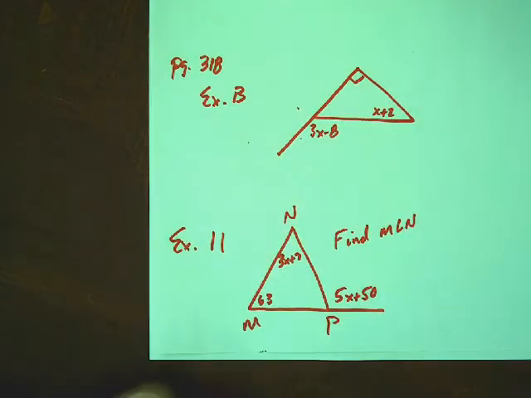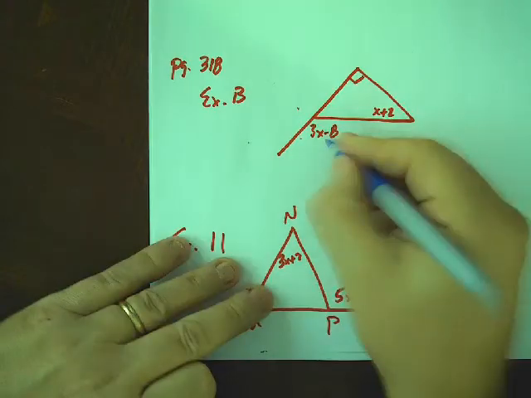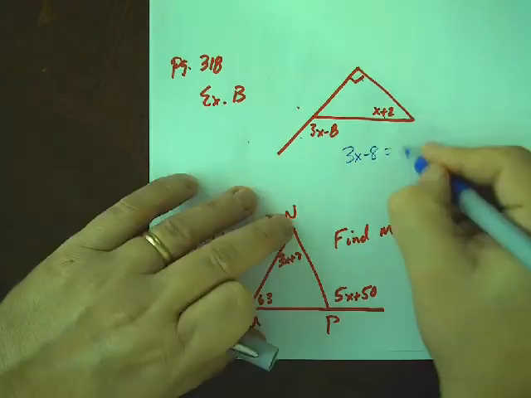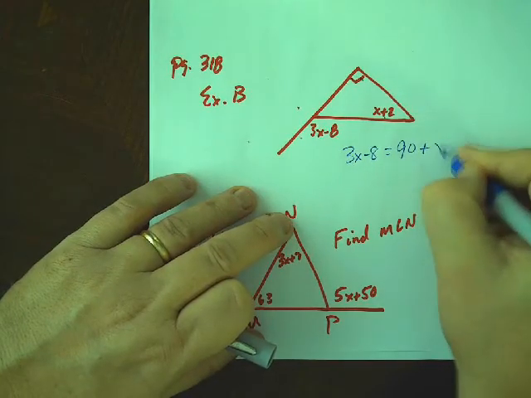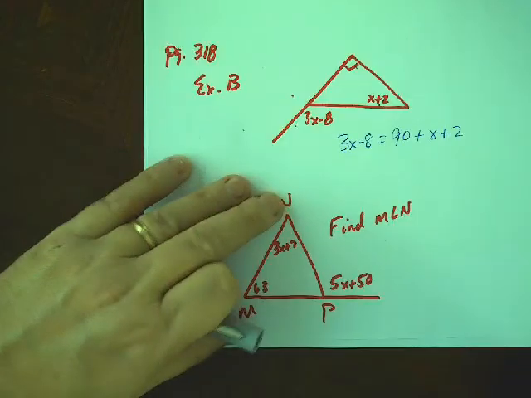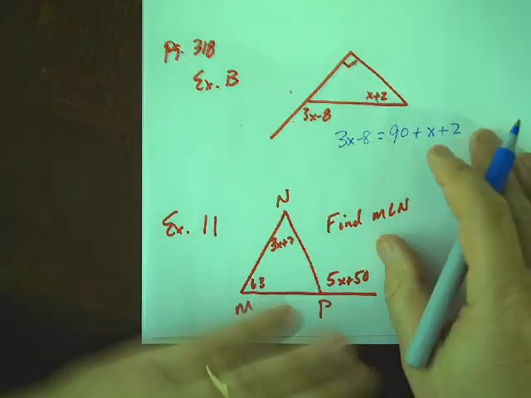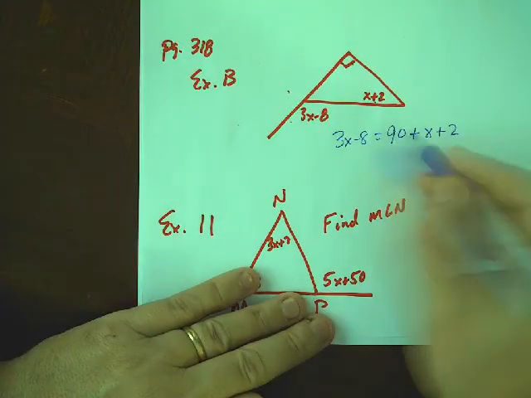All right, so if we know that this angle, 3x minus 8, is equal to the sum of these 2, we can just add those together and go 90 plus x plus 2. And now we're going to solve. So this is page 318, example B. Now on the video, of course, feel free to pause this and go back. But now we're going to put the x's together.